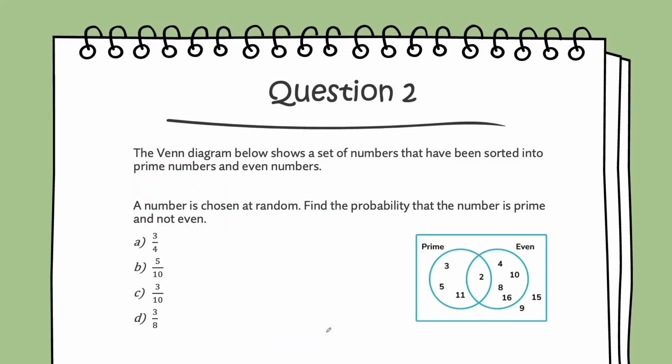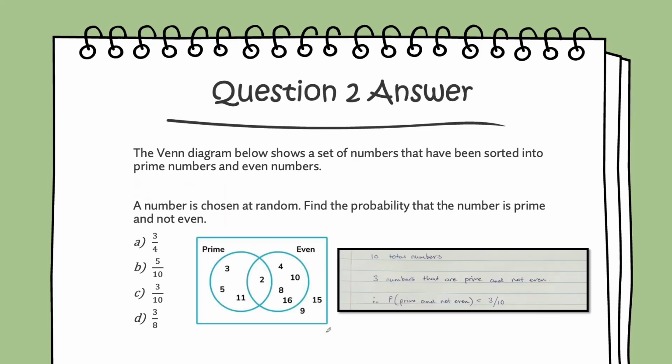So question 2 now says that the Venn diagram below shows a set of numbers that have been sorted into prime numbers and even numbers. Now a number is chosen at random, and we have to find the probability that the number is prime and not even. So if you look at the solution for that one, we're looking at the probability that the number is prime and not even.